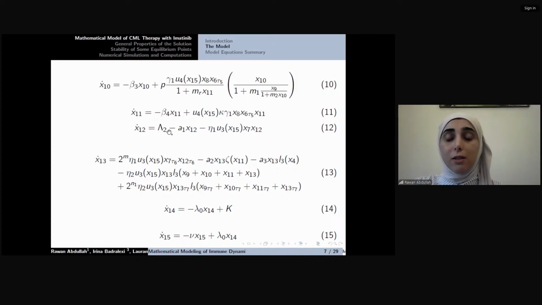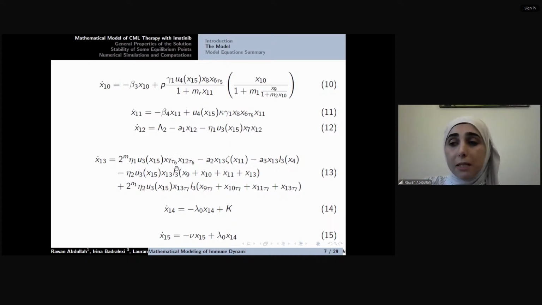Equation 12 represents the naive CD8 plus cells, in which the first term represents the supply rate, this term represents the natural degradation and the maturation, and the final one is the maturation under the action of antigen presenting cells activated by leukemic cells.